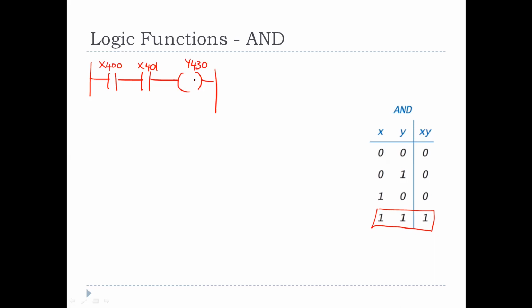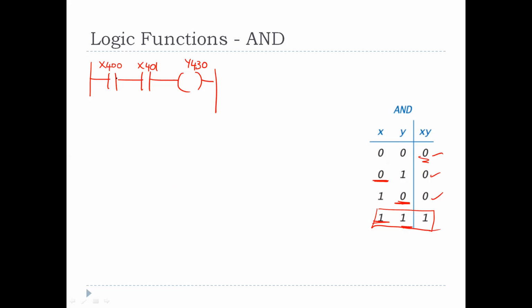So in the case of 0 and 0, both the contacts are open and hence there will not be any output. 0 and 1, the first contact is still open, so I will not get any output. 1 and 0, the second contact is still open, so I will not get any output. Only in the last case, both the contacts are closed and hence I'll get the output.